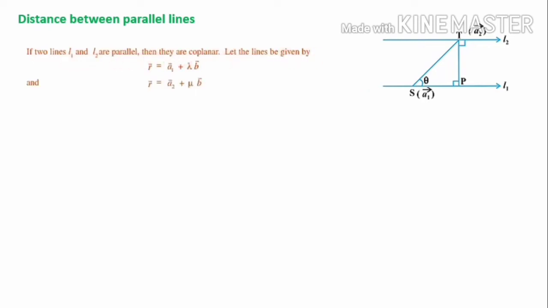Let the lines be given by vector R is equal to A1 plus lambda into vector B and vector R is equal to A2 plus mu into vector B. So L1 and L2 are parallel, meaning they are coplanar, in the same plane. The required distance D is equal to the perpendicular distance, that is PT. Modulus of PT is equal to modulus of B cross A2 minus A1 divided by modulus of B. So D is equal to modulus of B cross A2 minus A1 divided by modulus of B. Learn this formula by heart as well.